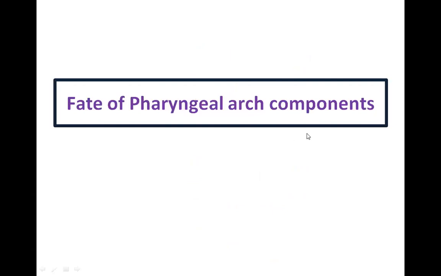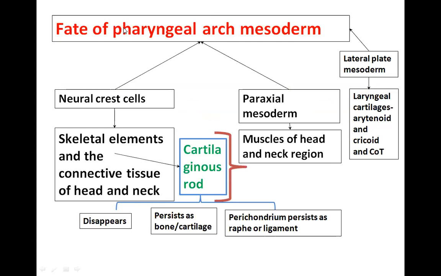So what is the fate of the pharyngeal arch component? The pharyngeal arch mesoderm is contributed by the neural crest cells, the paraxial mesoderm, and the lateral plate mesoderm. These three are all contributing to the pharyngeal arch mesoderm, which forms the core of a pharyngeal arch. Now, the neural crest cells contribute to the skeletal elements of the pharyngeal arch and the connective tissue of the head and neck, which will form the dermis.